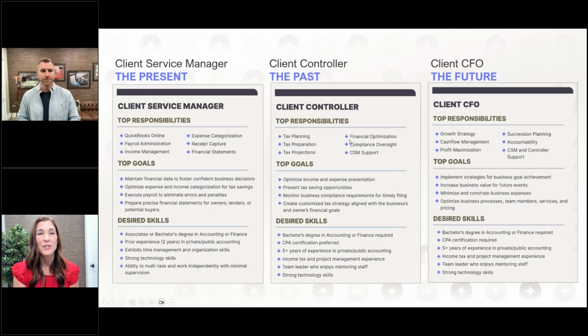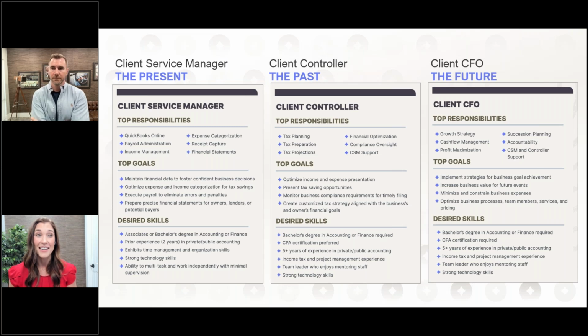All right, so again, this is just a review. The client service manager really deals with the present. They're doing bank and credit card transactions. They are running payroll if it's a payroll client. They are preparing sales tax. They are usually in communication with a client every week or every other week, just for clarifications or answering questions, something like that. They definitely have the most contact with clients.